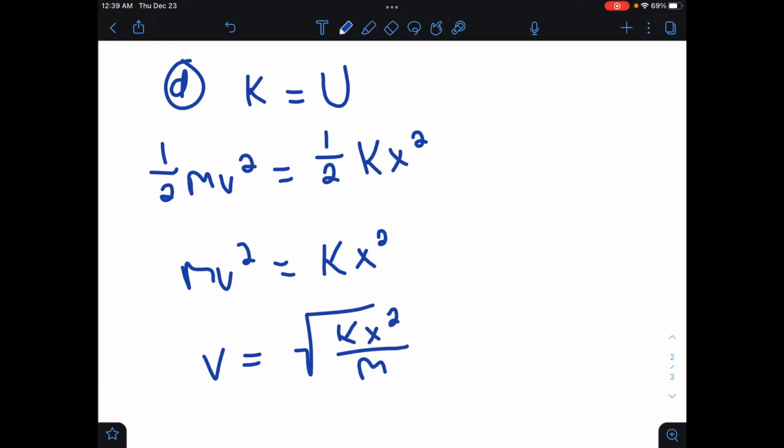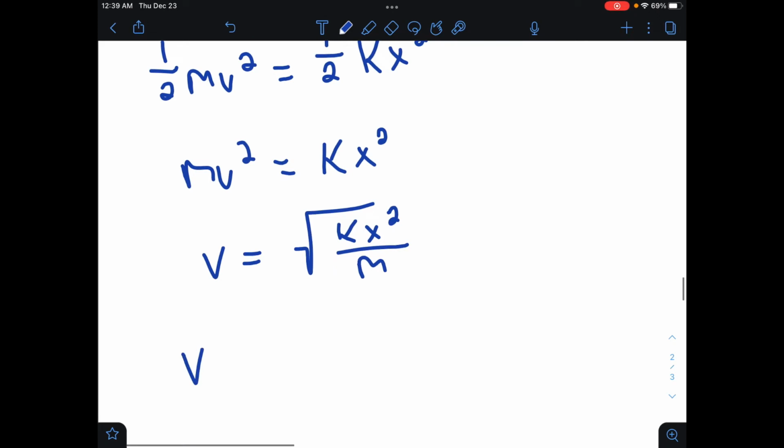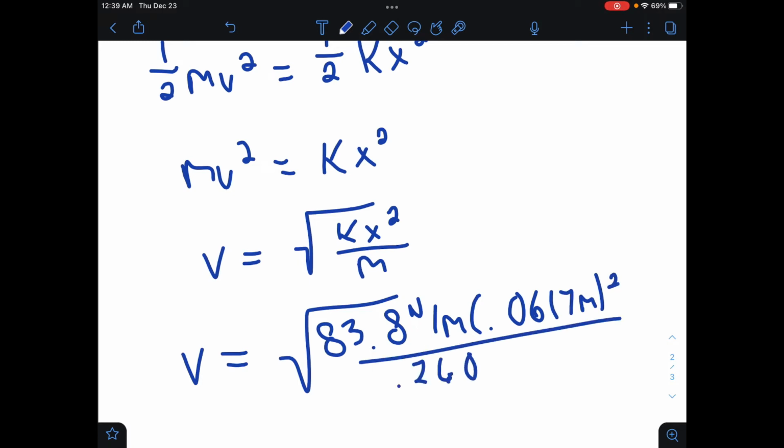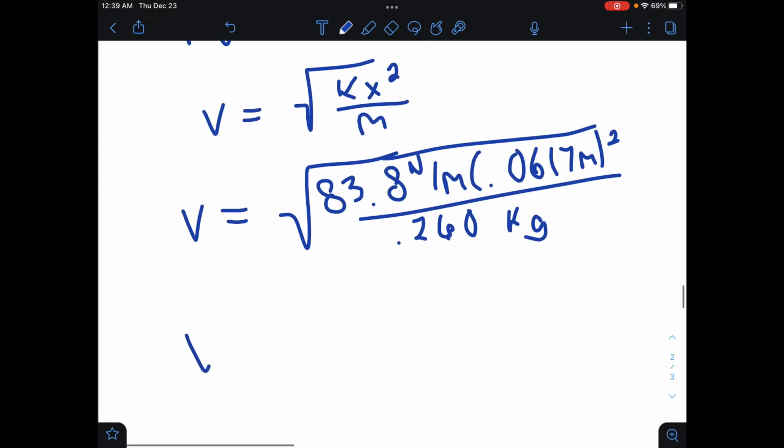Now we can plug in our values. Velocity will be equal to the square root of 83.8 newton meters times 0.0617 meters squared, over our mass of 0.260 kilograms, and our answer comes out to be 1.107 meters per second. This should be exactly what we got here.